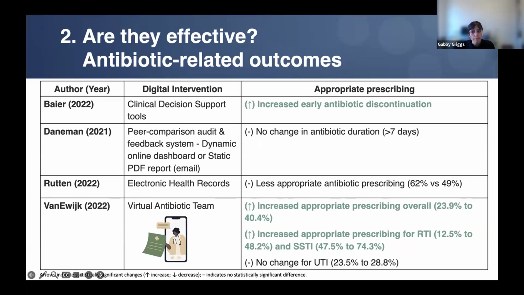So the first study used clinical decision support tools, where the key finding was an increase in early antibiotic discontinuation, meaning antibiotics were stopped sooner when they were no longer needed. And the second study was on a virtual antibiotic team, which showed quite substantial improvements in appropriate prescribing overall. However, not all interventions were effective. Some showed no change, and one even found less appropriate prescribing. This suggests that these tools can improve antibiotic prescribing, but their impact really depends on how they're implemented and used.